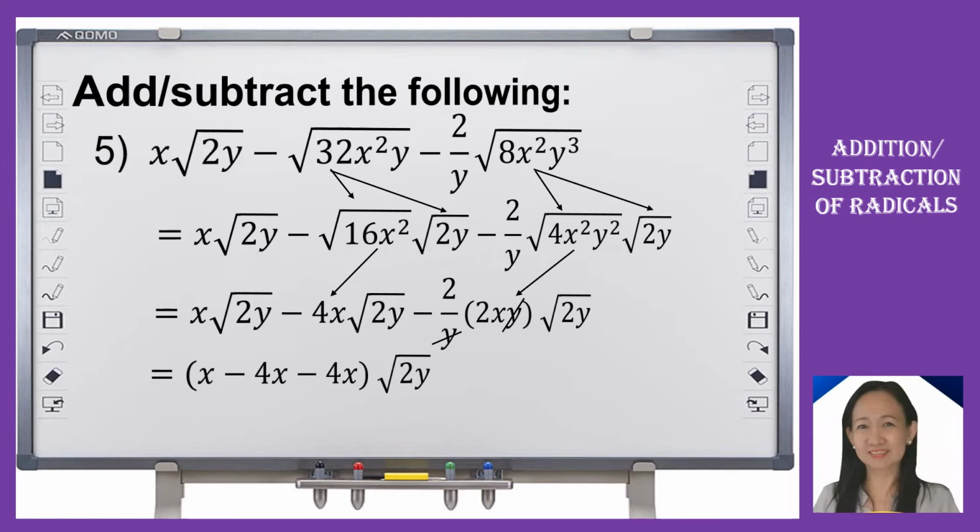Now, since the square root of 2y is now common to each of them, we have collected the coefficients into x minus 4x minus 4x. So, the quantity is the same as negative 7x. Then copy the common radical, which is the square root of 2y. And this is our final answer.